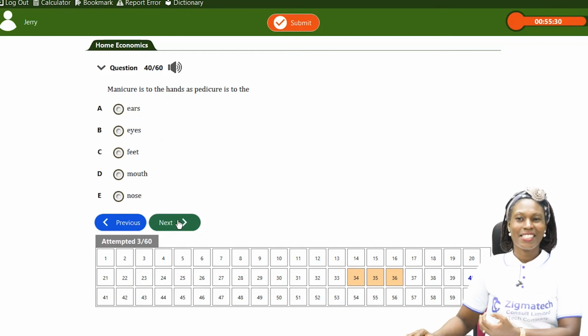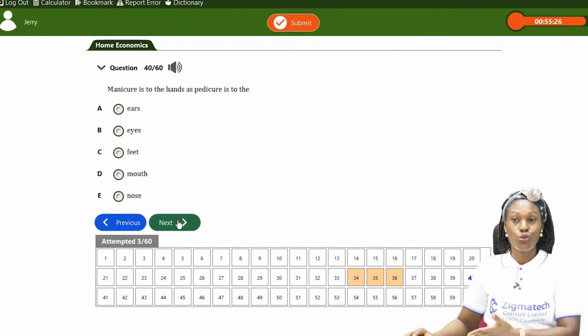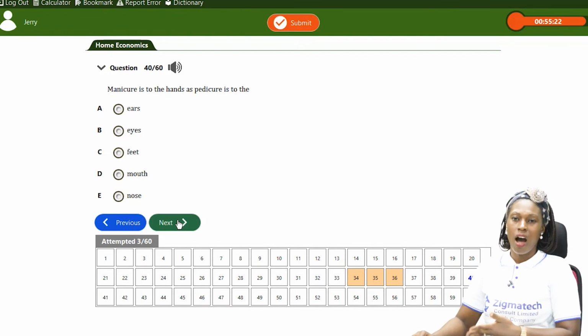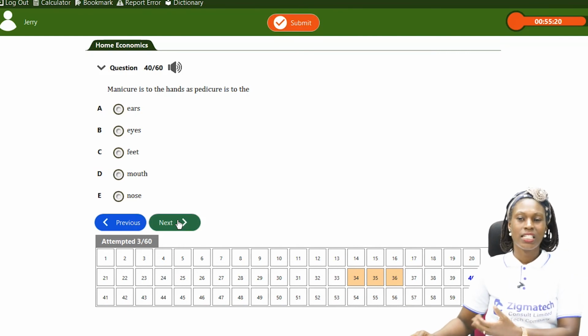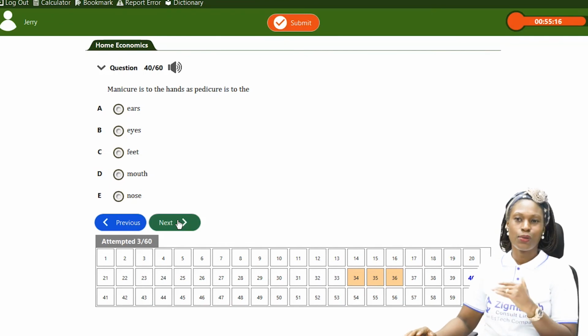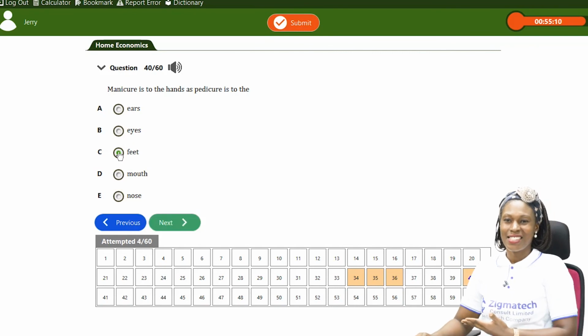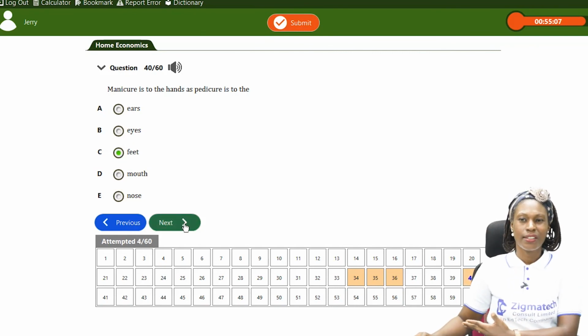Okay, let's look at this. Manicure is to the hands as pedicure is to what? The options are A, ears, B, eyes, C, feet, D, mouth, E, nose. So yes, manicure, we know it's to the hands. So pedicure is to what? Our feet, of course. So the answer here is C. Let's move on.